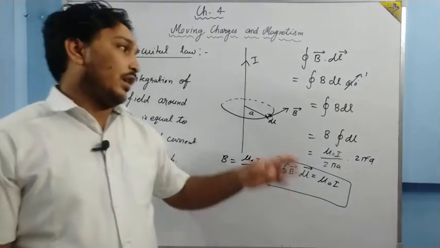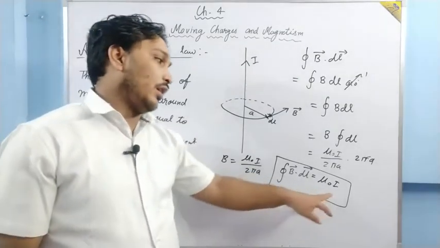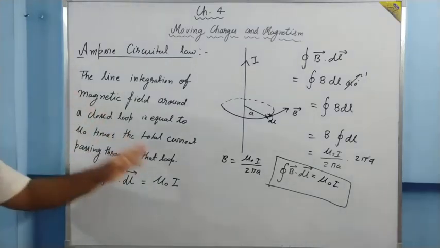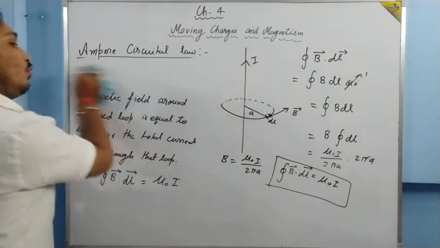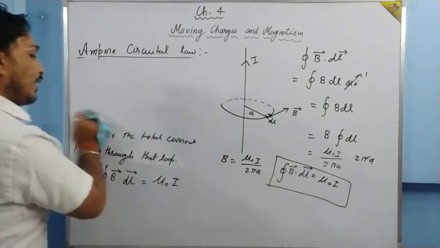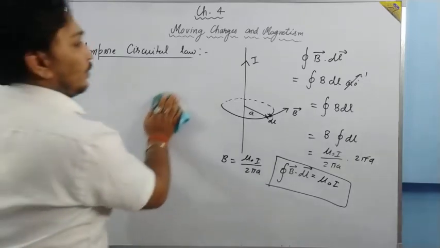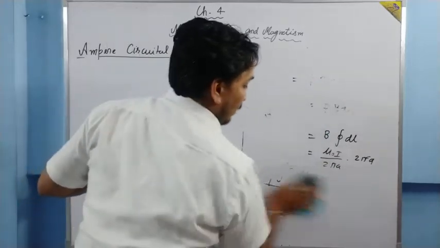What we started with was the line integration of B vector dot dl vector, and what we have got is mu naught I, which is Ampere circuital law. This law is very important. You must learn the definition, you must remember the definition, and you must remember the mathematical expression also. Now, by using Ampere circuital law, we can find magnetic field due to a solenoid. Okay, let us do that.